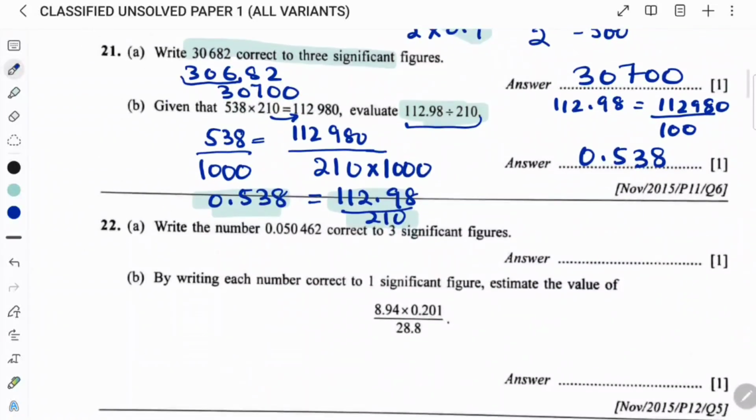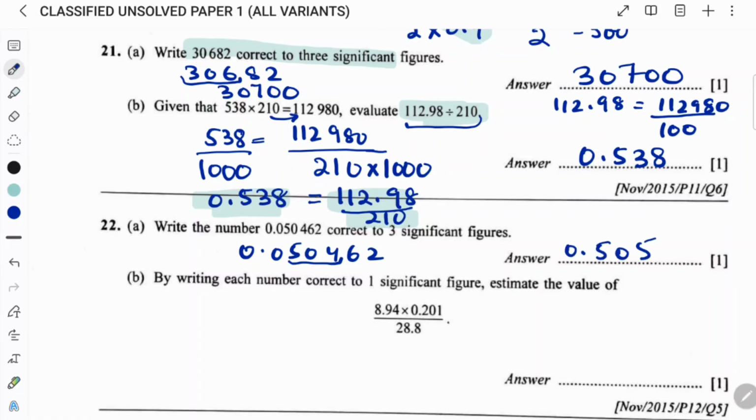All right, so the next question is question number 22. In this question, write the number 0.050462 to three significant figures. So this much, 0.0504, is the three significant figure number, and they're asking you to find out. So this is 0.0505. You can write the answer.